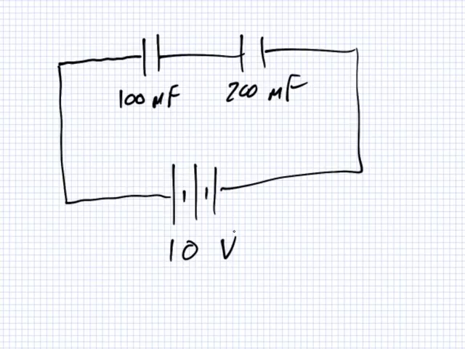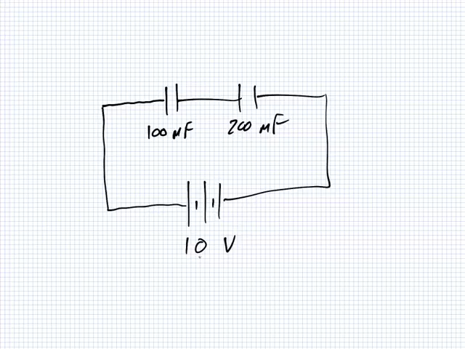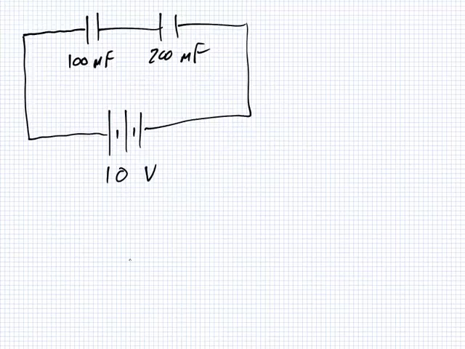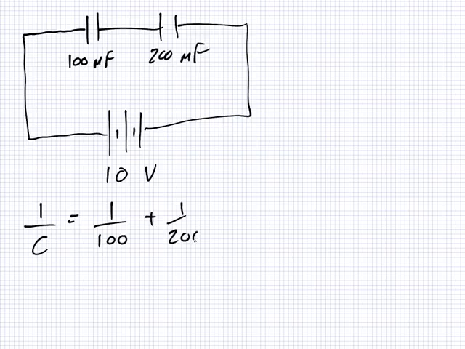The total capacitance. So how do the capacitors combine here? Yes, very good. So we have 1 over C equals 1 over 100 milli plus 1 over 200 milli. That will be 3 over 200. So the capacitance is 200 over 3 millifarads.